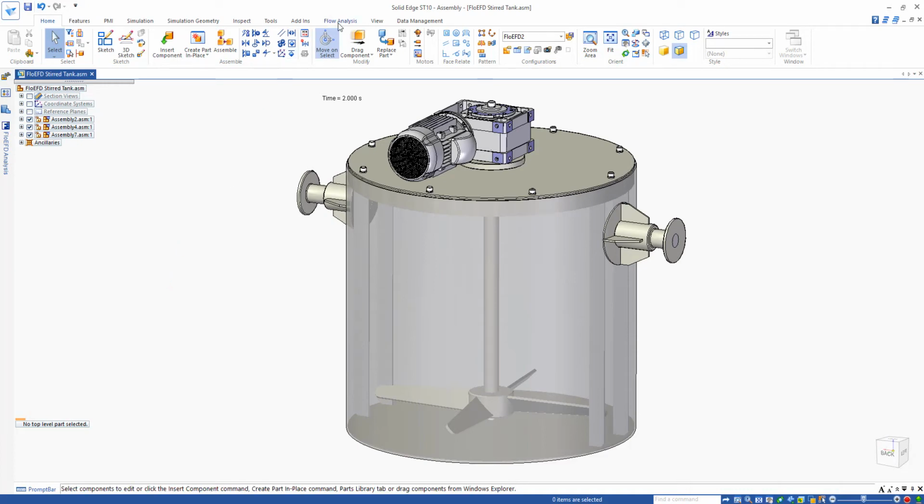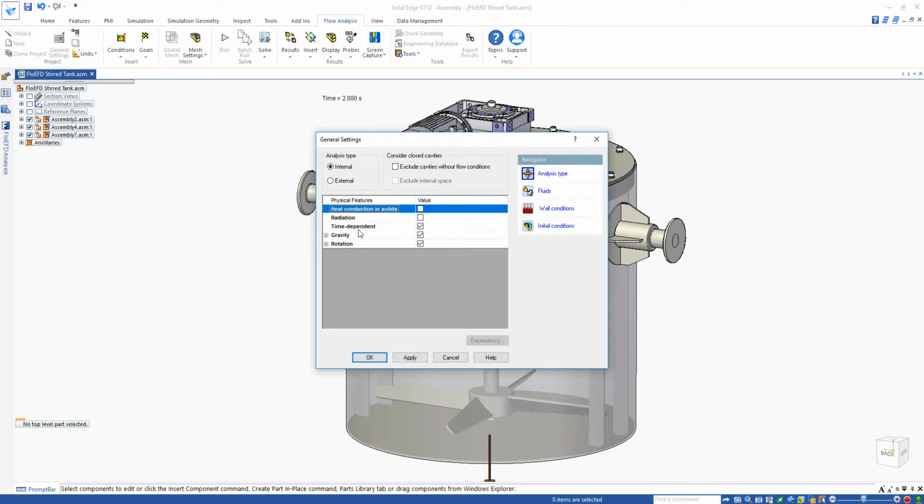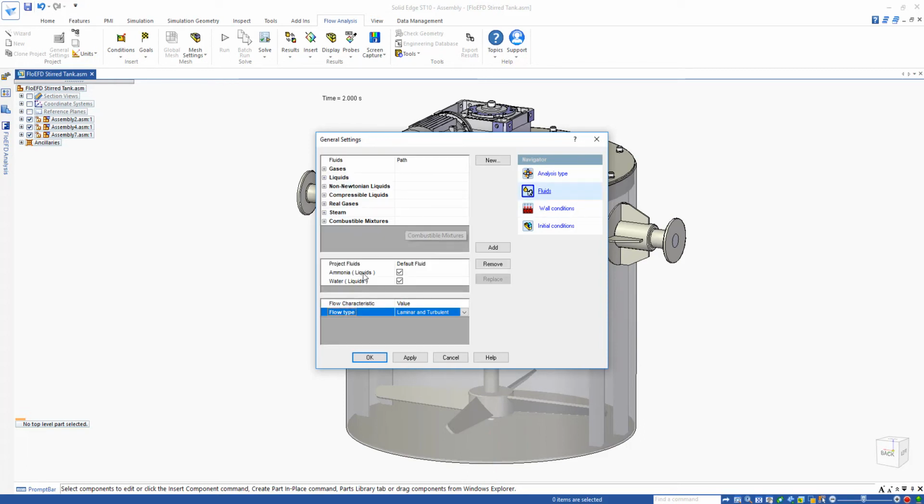So first of all, let's go over to our flow analysis tab and have a look at some of the general settings. We can see straight away this is going to be a time dependent or transient analysis, so we're going to be simulating over 2 seconds of transient. We've got gravitational effects turned on. We also have rotation with the sliding mesh turned on, so we're going to be using the moving mesh capability of FLOEFD. If we look at the fluids, we can see that we're mixing water and ammonia together.